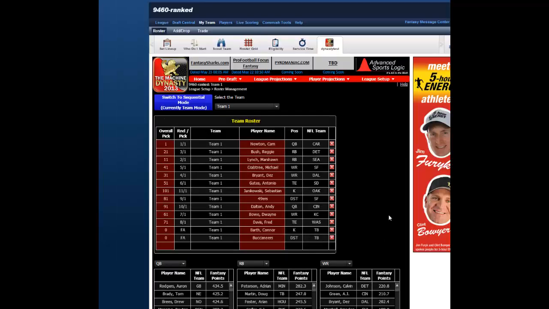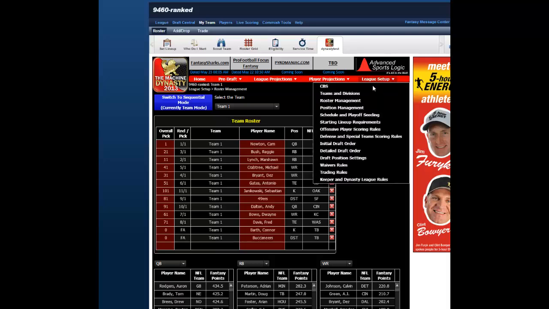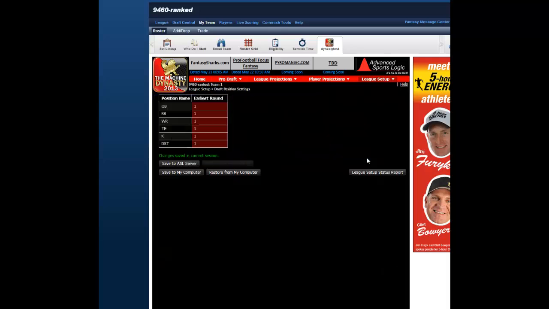The machine allows me to customize my simulated draft results and my draft pick recommendations. I can do this under League Setup, Draft Position Settings, and from here I can tell it the earliest round I want it to consider certain positions. For example, I have a 14-round draft. If I don't want to see a kicker until the last round, I select 14.